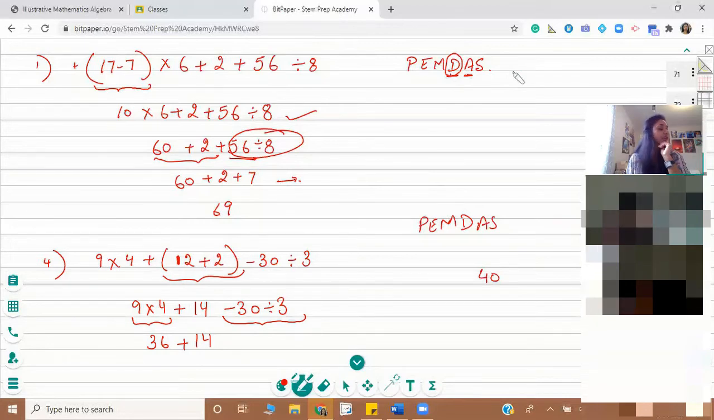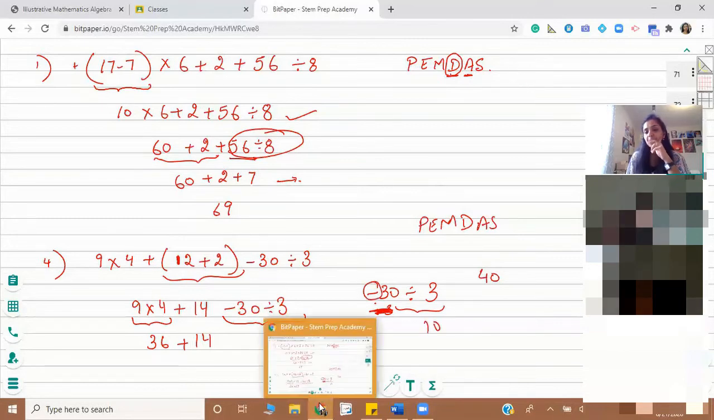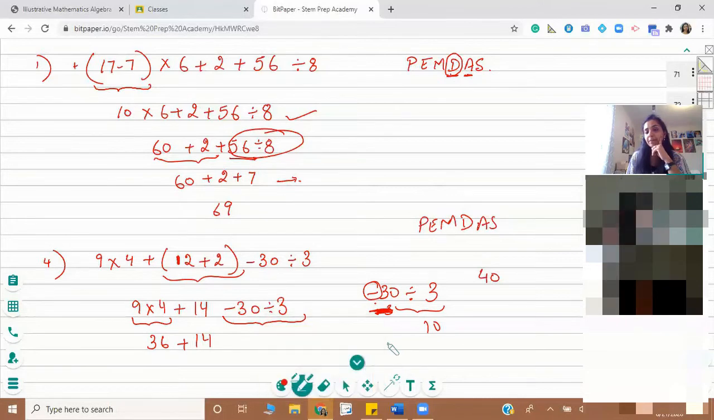Are you taking care of the signs? On dividing 30 by 3, minus 30 divided by 3, you get 10. But what will happen to this minus sign? It will turn to a plus sign.